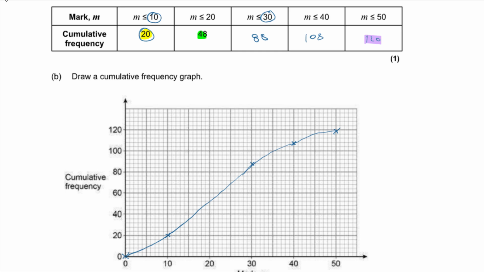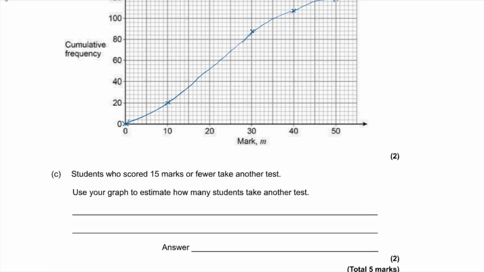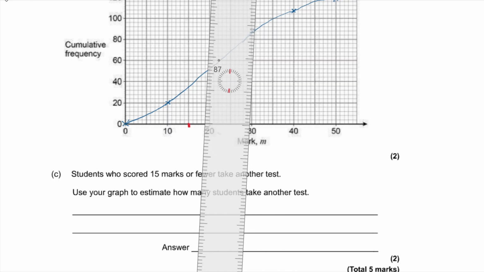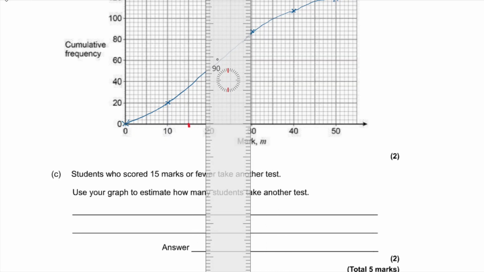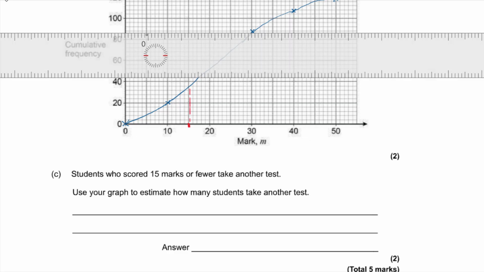Okay? Right, have we got any questions on this? Yes. Students who scored 15 marks or fewer take another test. Use your graph to estimate the number of students who take another test. Well, 15 marks is here. Look, that's 15 marks. So what we're going to do is we're going to use our ruler. We're going to read up to the graph and then across, and then that is going to be our cumulative frequency. Let's say these people here reading across.